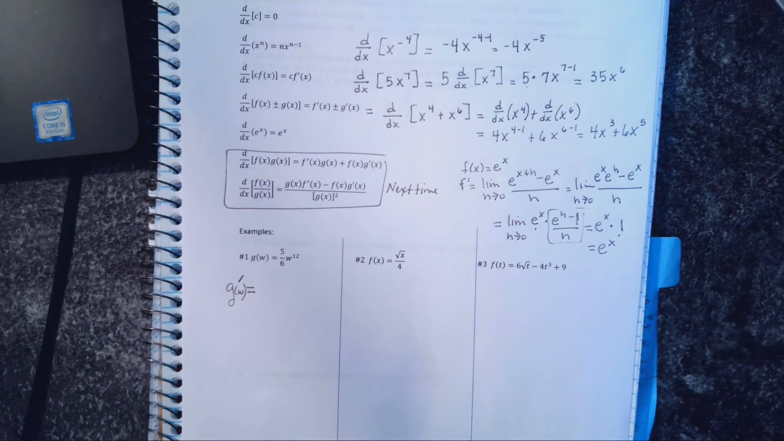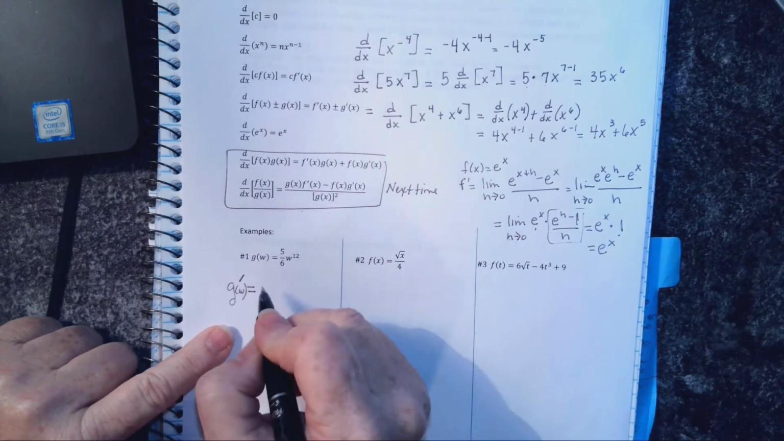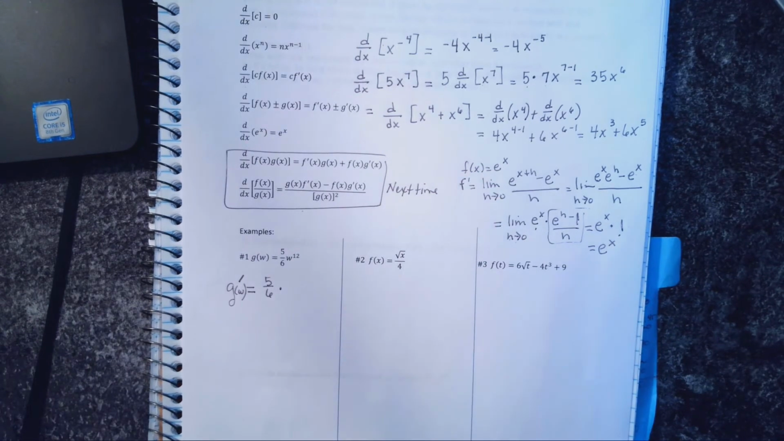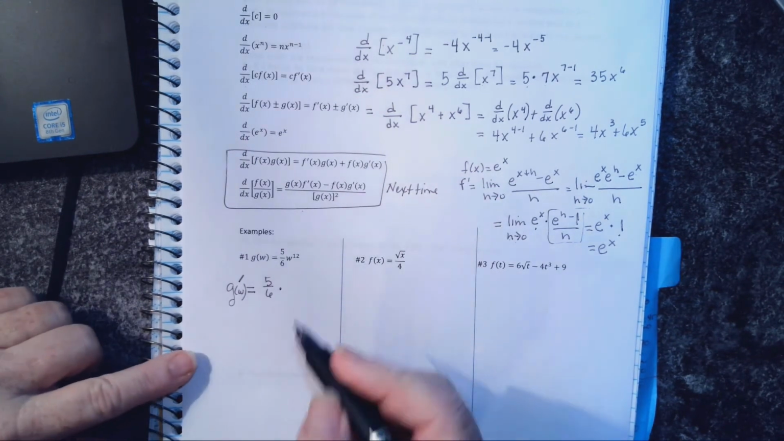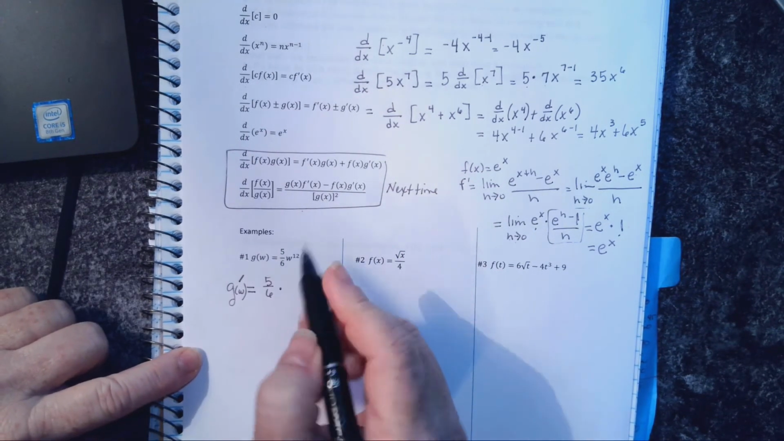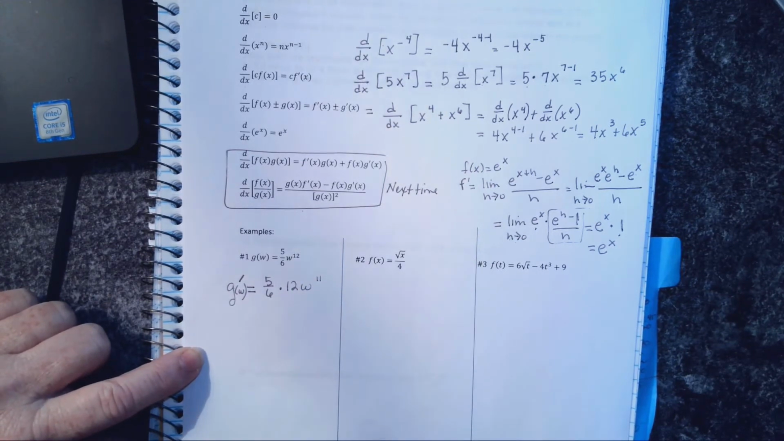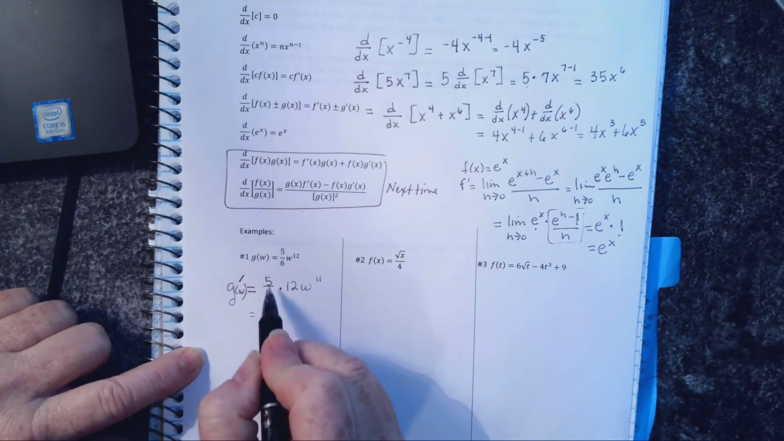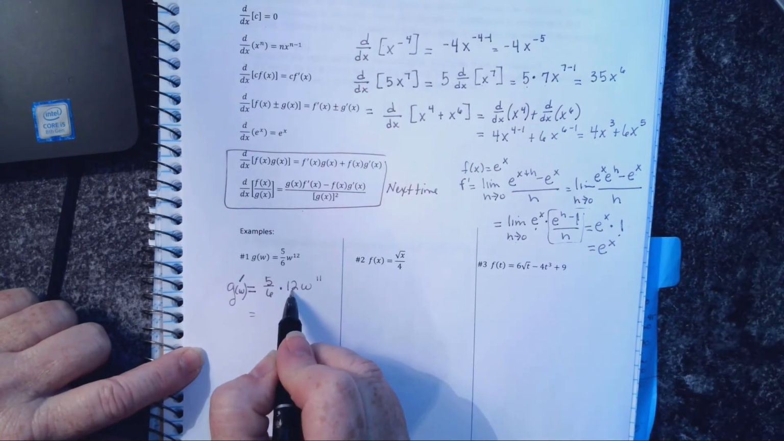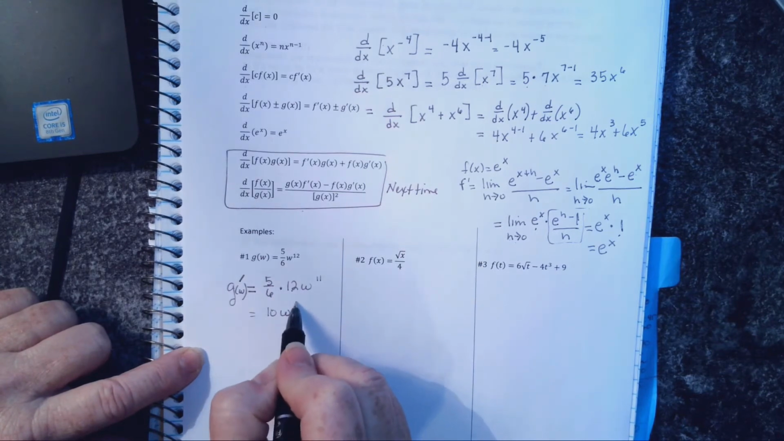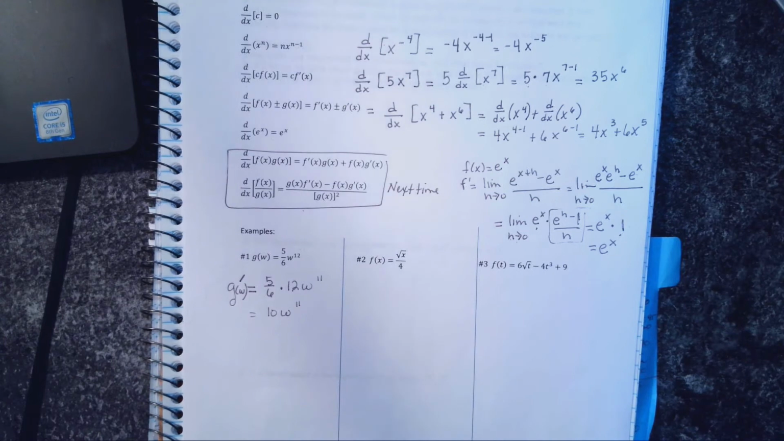Yes, excellent. So our derivative would be 5/6. It's a constant multiple, so it's a freebie. So we will have 5/6 times the derivative of w to the 12th, which is 12w to the 12 minus 1, which is 11. 5/6 times 12 is 10w to the 11th. Excellent job.